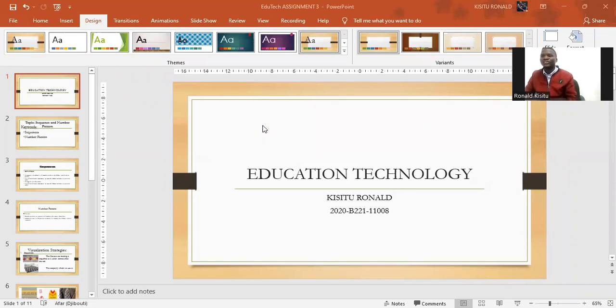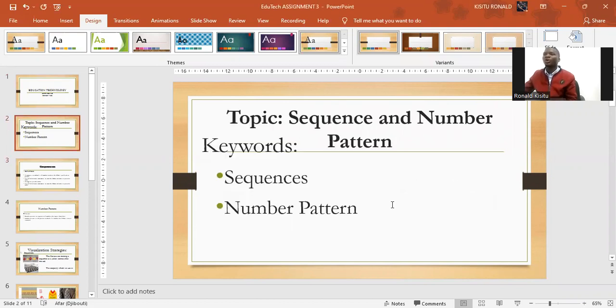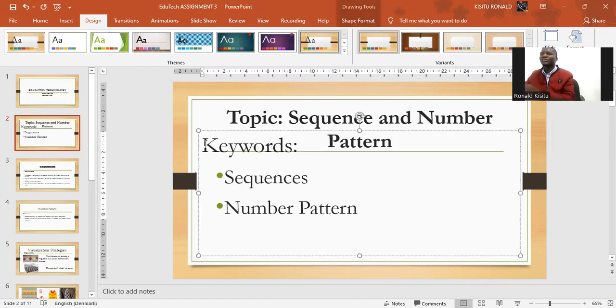I'm Sid Ronald. I'm going to present education technology visualization strategies. The topic which I'm going to discuss is called sequence and number pattern. The keywords are sequences and number pattern.